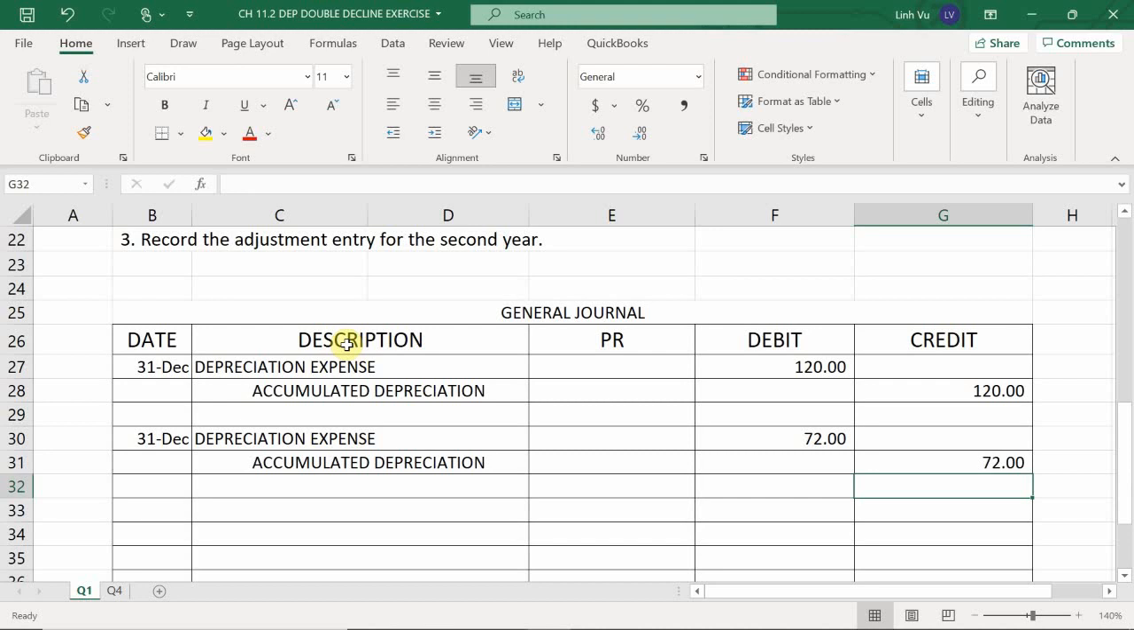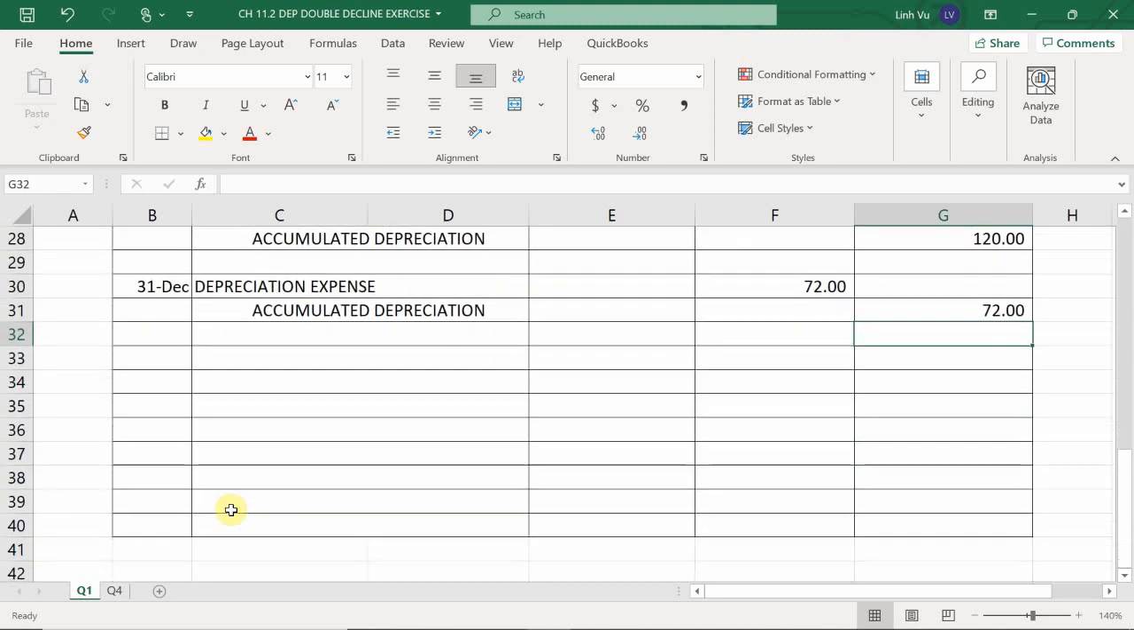So when we reach chapter, actually after chapter 12, we're going to dive right into the fictitious business. So when we do that, that is where you have to do all these adjustments and things like that. Okay.